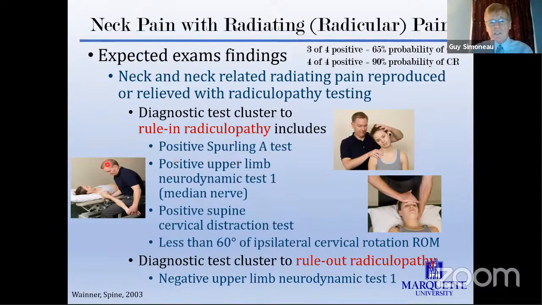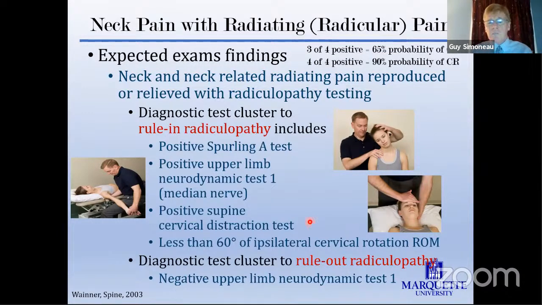The second test is the upper limb neurodynamic tension test for the median nerve. Same idea, a positive test would be reproduction of the symptoms in the upper extremity. The third test is your cervical distraction test. And in this case, a positive test is actually relief of the symptoms down the upper extremity.